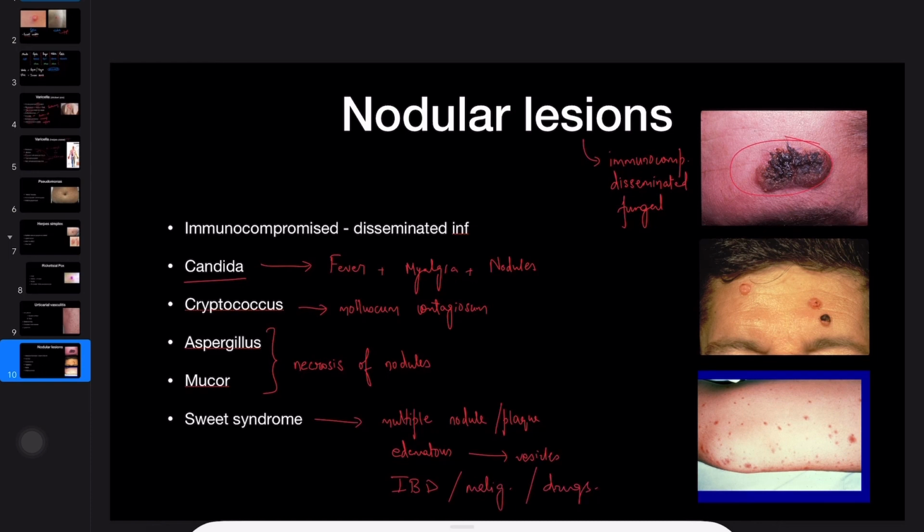This is a typical fungal infection rash, and this will show you that the infection is disseminated. These are all disseminated infections of fungus, and this is a nodule. These are nodules.